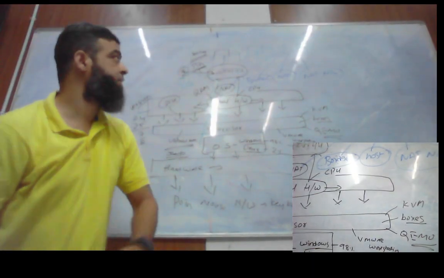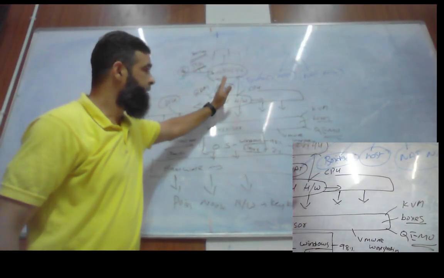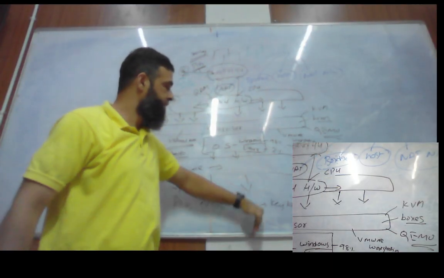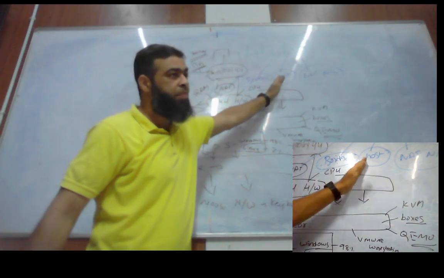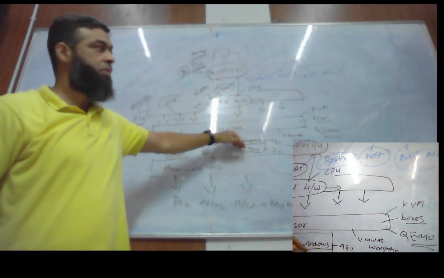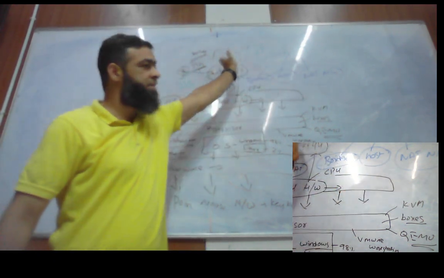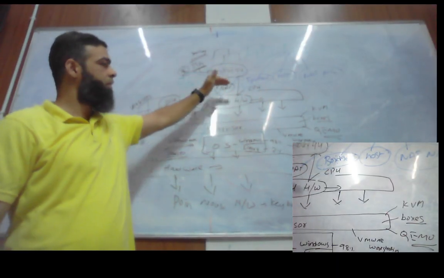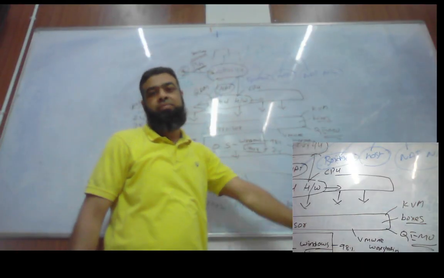Now he can access it with this adapter. He can access NAT. With this adapter, he can access bridge. With this adapter, he can access host. With this adapter, he can access the NAT network. So that is how the networking will work.